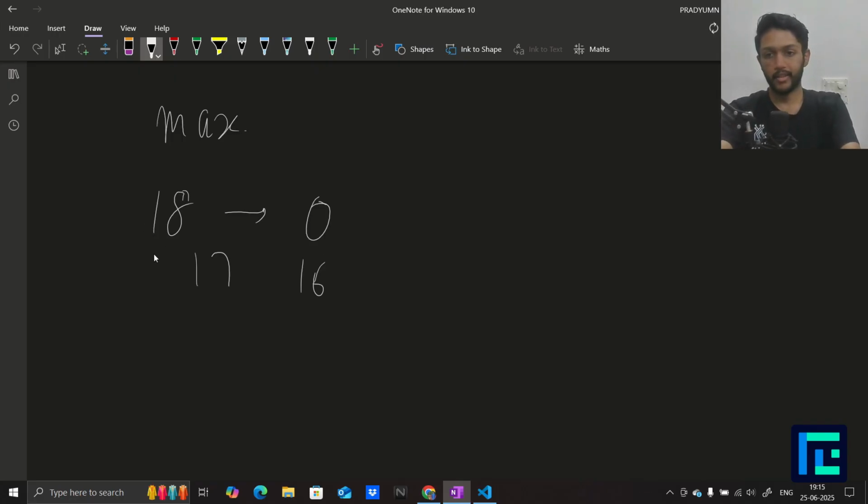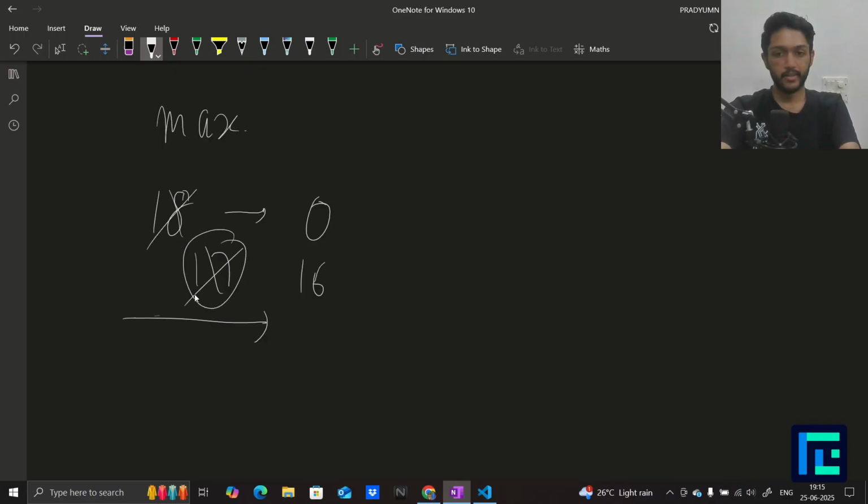If we are iterating in decreasing order, then we have checked: can we make 18? No, we cannot make 18. Can we make 17? We cannot make 17. Can we make 16? Yes, we can make 16 zeros. So in that case, we'll print that number with 16 zeros, because we have checked that we cannot make 18 and 17. And you might think, why am I starting with 18 only?